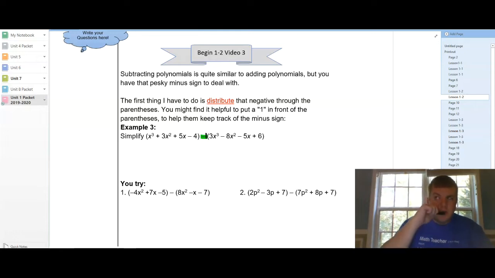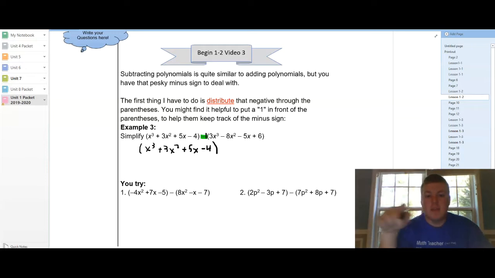The first thing I'm going to do is rewrite my first set of parentheses. I don't have any signs out in front of it that are going to change it, so I'm going to leave this as x cubed plus 3x squared plus 5x minus 4. Nothing was in front of it, so I didn't have to modify that. That's one mistake some people make: they want to take that negative and multiply everything through with the negative. It's not going to affect anything that came before that negative sign, or anything outside the parentheses that immediately follow it.